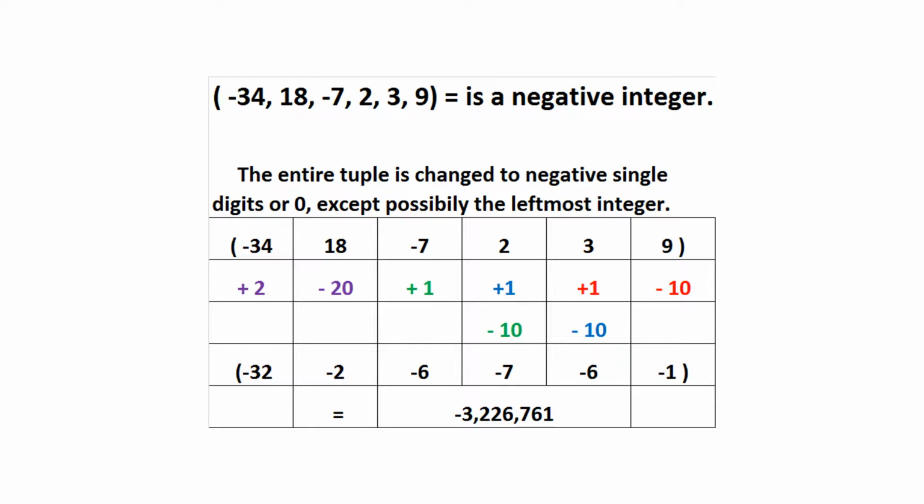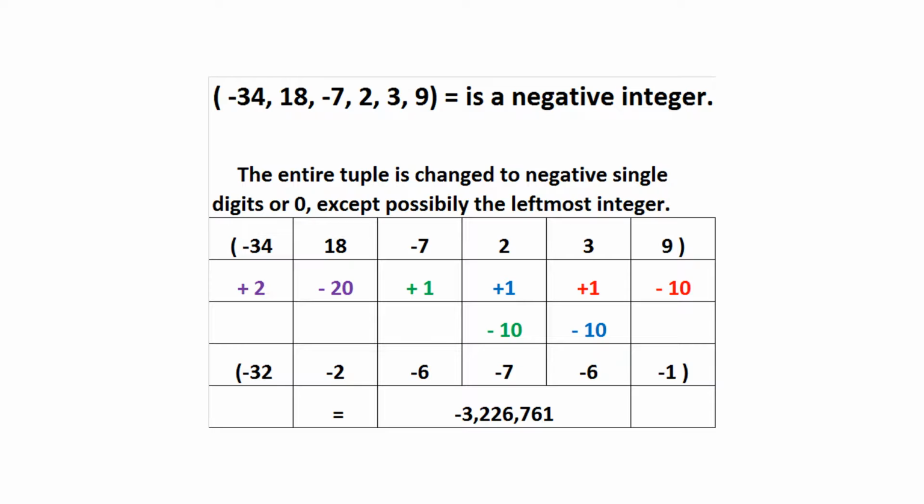We start with a +9, add a -10 to that 9, and then add 1 in the next column to the left. 9 and -10 is -1. 3 plus 1 is 4. We add another -10, that gives -6, and we add 1 in the next column to the left. 2 plus 1 is 3. Add a -10. That gives you a -7.